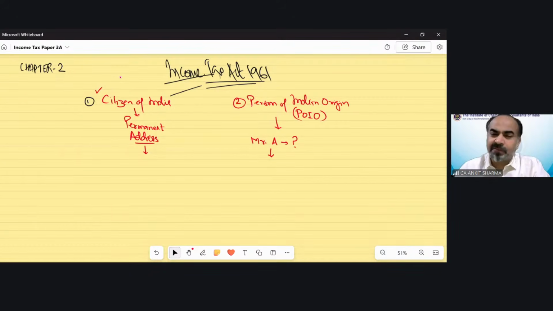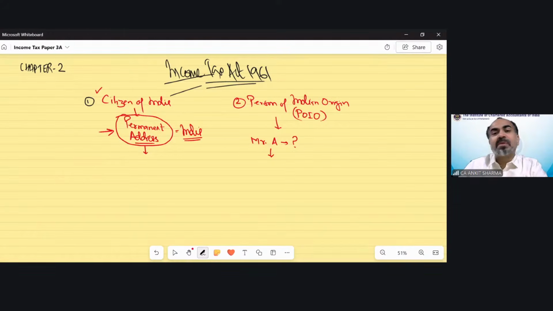Whenever you fill a form, there is generally a column which asks you whether you are a citizen of India or not, and we generally put a right tick in the yes column. Yes, we are citizens of India. So citizenship is generally decided from the permanent address. Why are you a citizen of India? Because your permanent residential address, or your permanent address, is India.